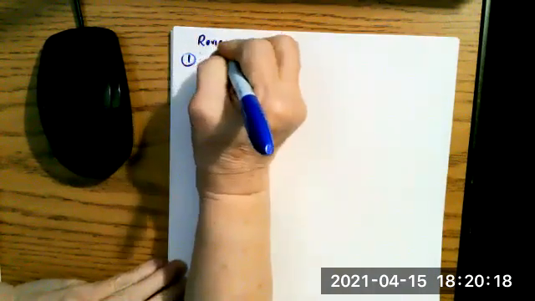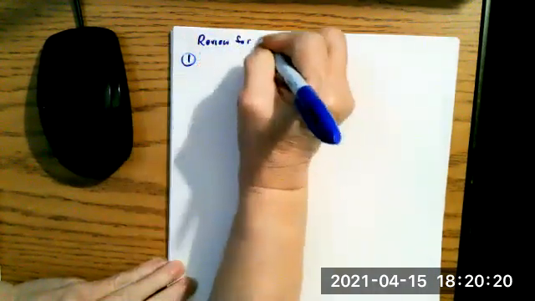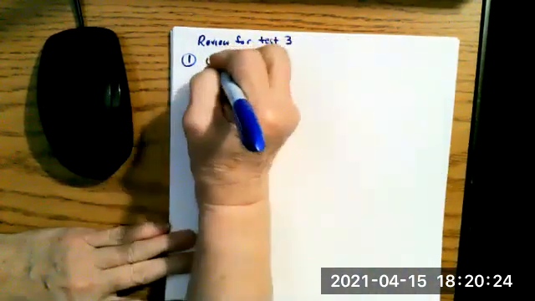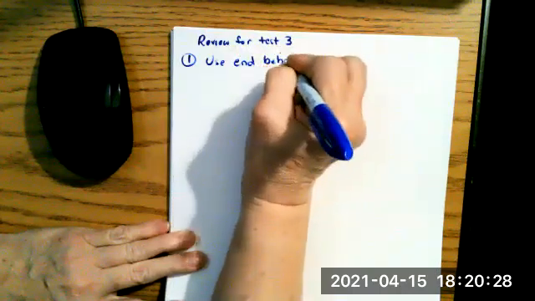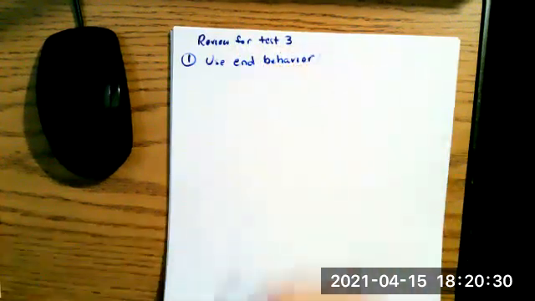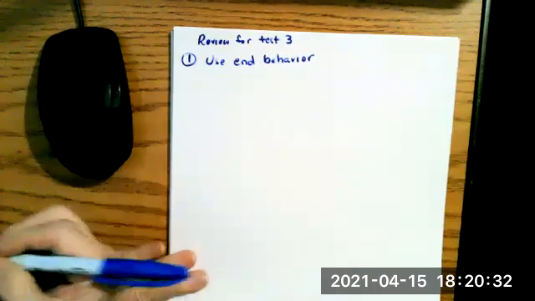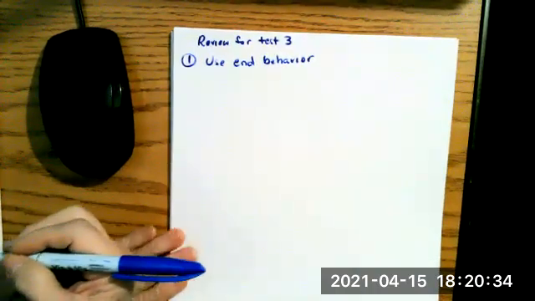All right, so let's look at this number 1. This number 1 is the review for test 3. It says use end behavior. We're going to use the end behavior to describe what the graph should look like.